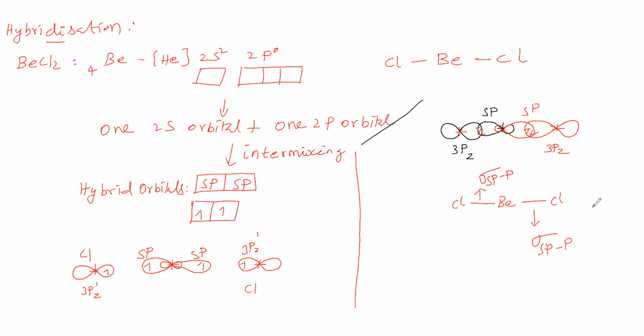Next molecule we will take is boron trifluoride. In boron trifluoride, the central atom is boron. Its atomic number is 5, and the electronic configuration is helium 2s2 2p1. 2s contains one atomic orbital, and 2p contains three atomic orbitals. So for boron we have written it like this.